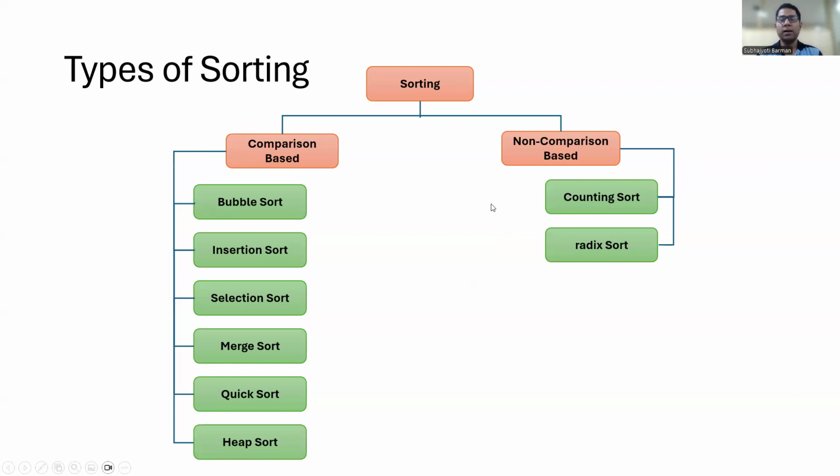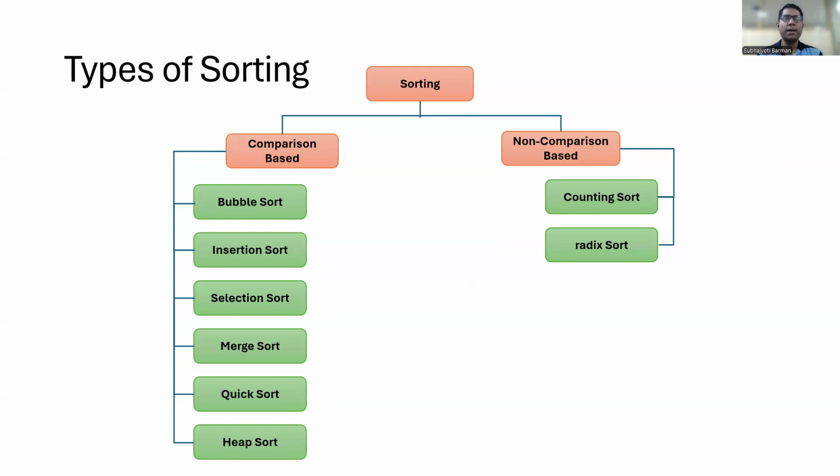There exists another class where direct element-wise comparison is not required. So this kind of algorithm is used in a specific scenario. Let's say we have a data set which contains data from 0 to 100. In such a scenario, instead of performing direct sorting, what we could do, we can create one array of size 101. So index starts from 0 and ends at 100.